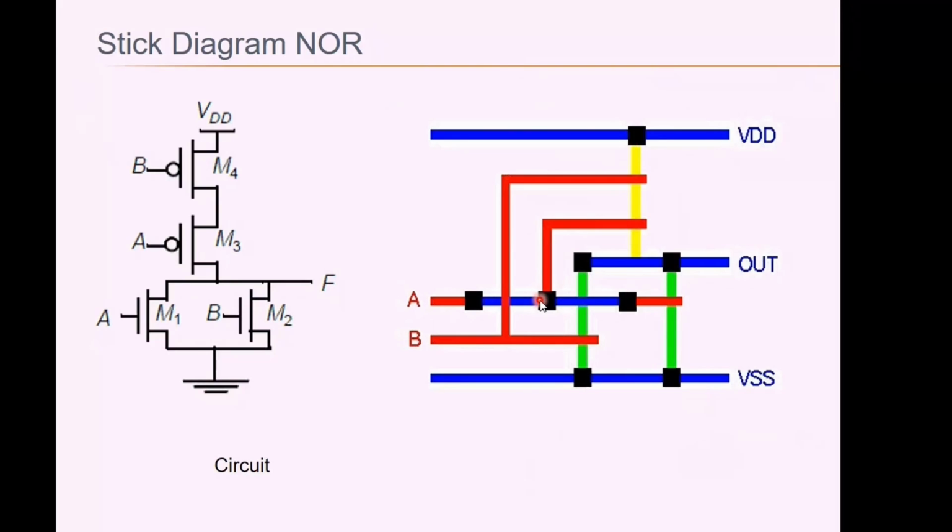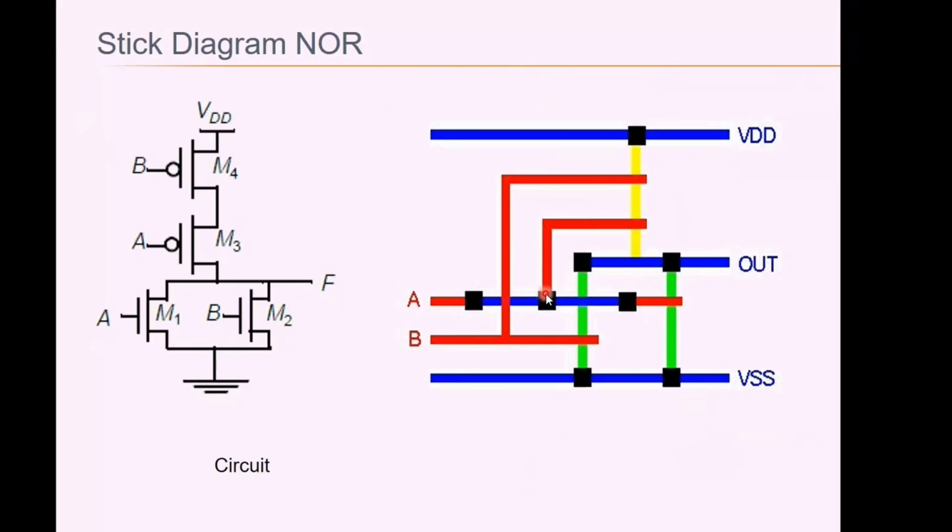Here also we are using metal. If we use the same polysilicon, then it will form an extra transistor or it will show a short between two inputs. If we use polysilicon here, it means a short between A and B. So we have to use a metal layer. So there is not only one way of drawing the stick diagram for any circuit. We can draw it in different ways.